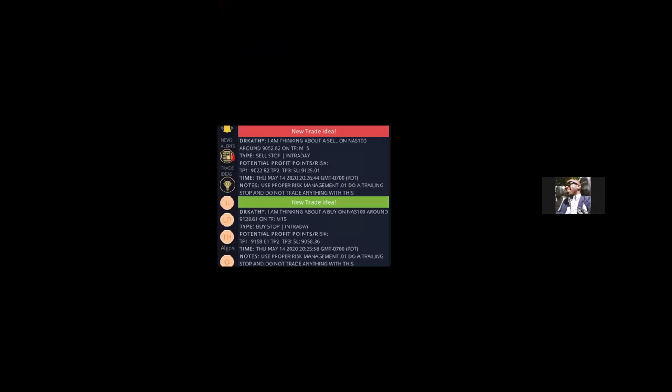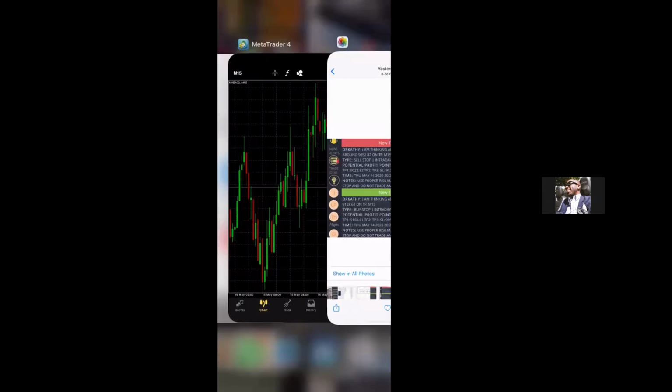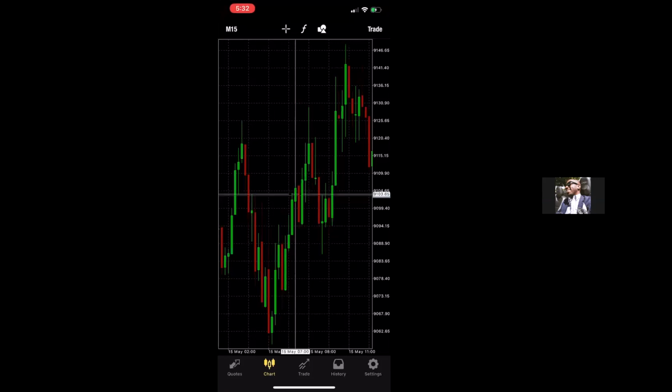So at the bottom there, we're going Dr. Kathy. It's a buy. NAS 100 buy around 9128.61. So let's figure out where that was. Okay, we're about right here, 9128. And guys, what I'm using right here is called a crosshairs. Get familiar with that.